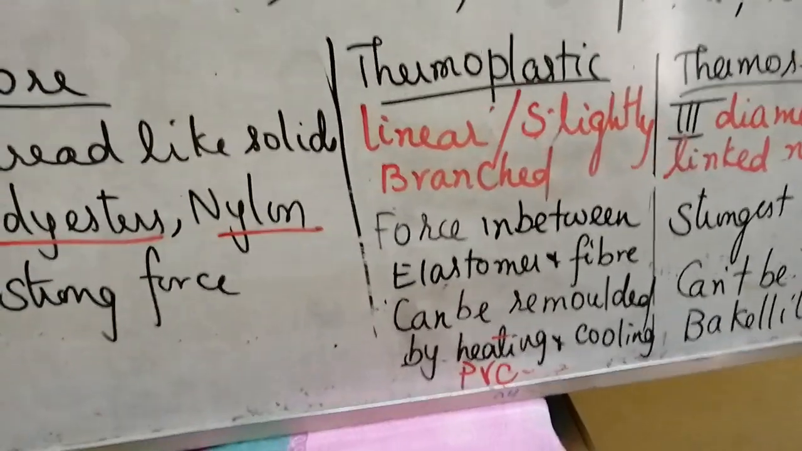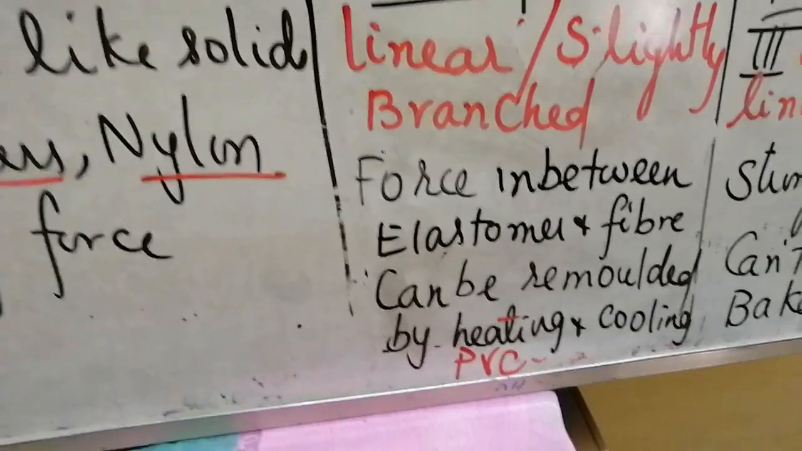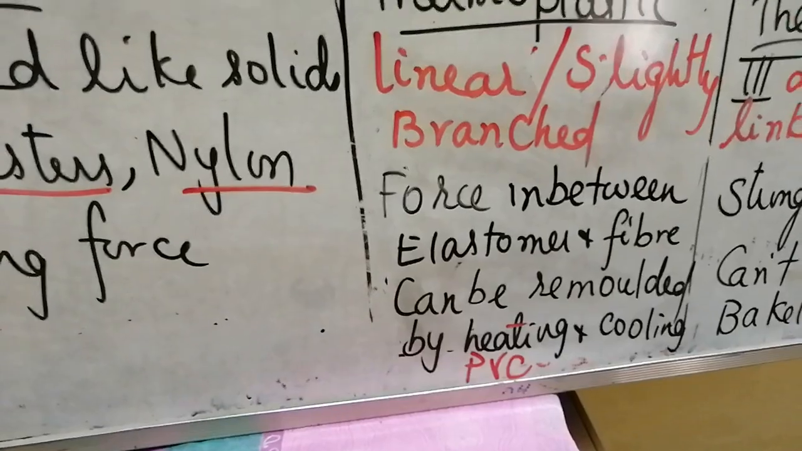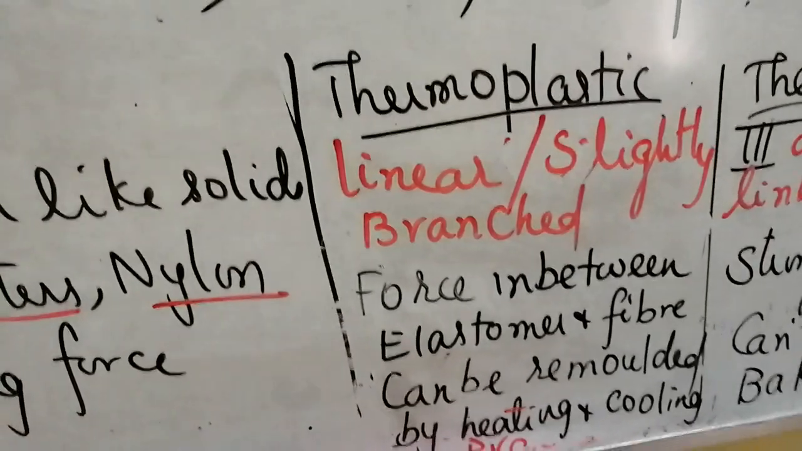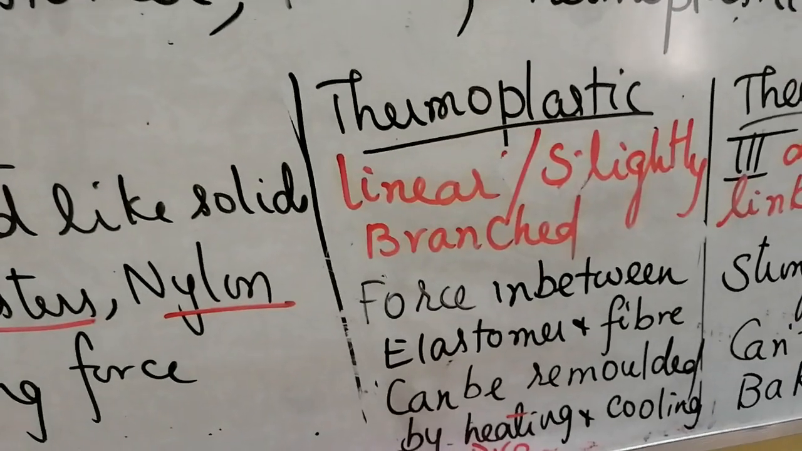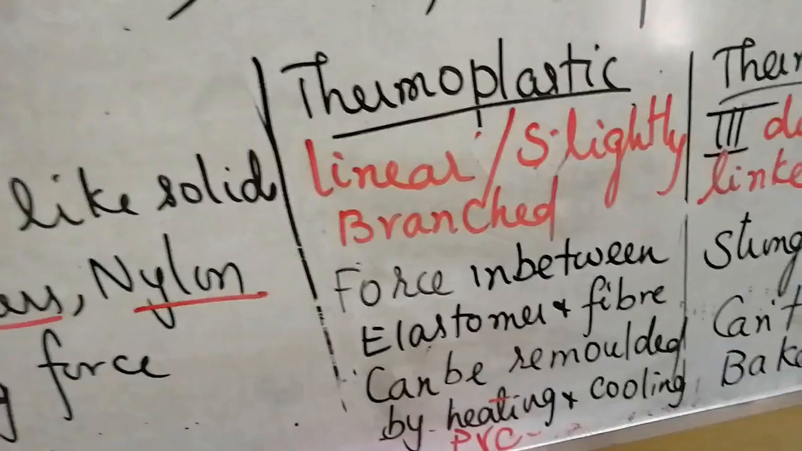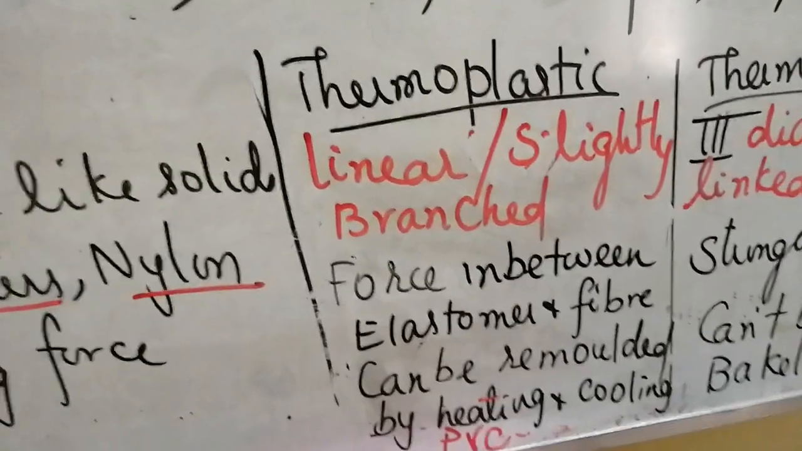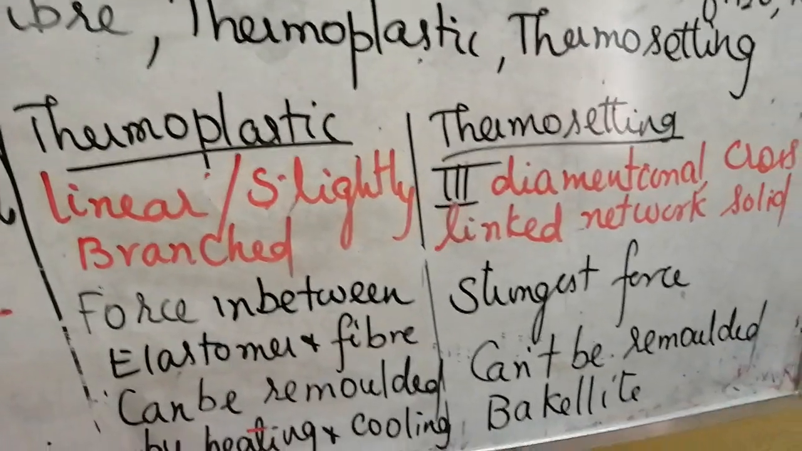They can be remolded by heating and cooling. You have to heat it and cool it, and you can change the shape of the plastics. We put some broken plastics and give them to the kabadiwala. He will be recycling it. He will take it to the factory. They will melt and cool it and they will get new plastics. They are called thermoplastics.